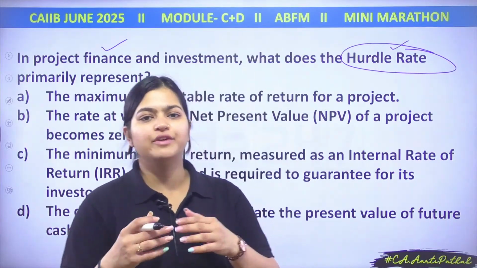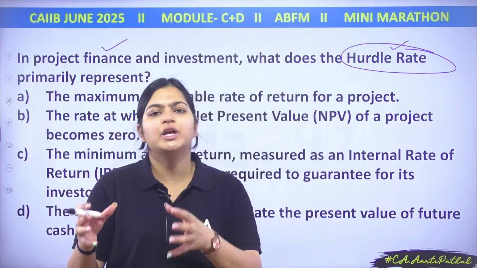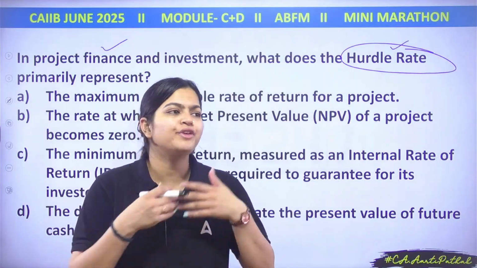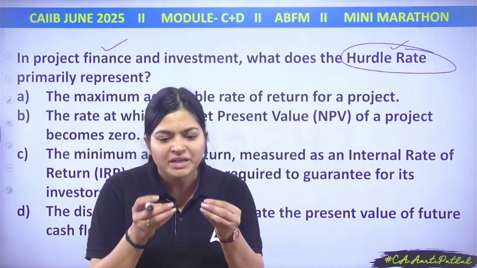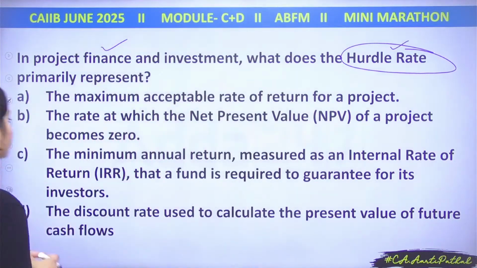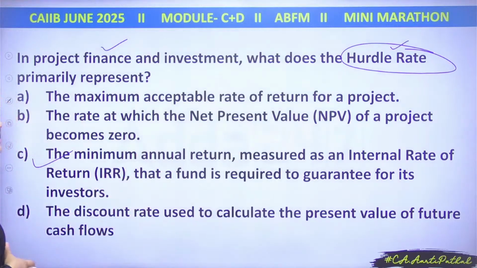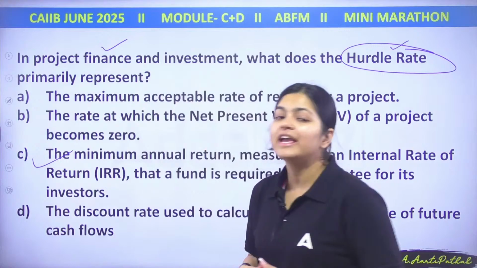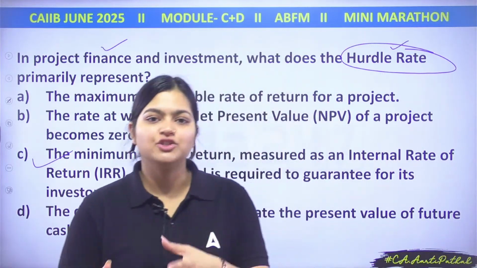Now in that, whenever you talk about the limited partners, they are required to receive the minimum amount of guarantee, that at least if you are investing in this particular startup, we are going to receive the minimum amount of guarantee. So that is your hurdle rate: the minimum annual return required, measured as an internal rate of return, that a fund is required to guarantee for its investors. So this is again from private equity and venture capital.